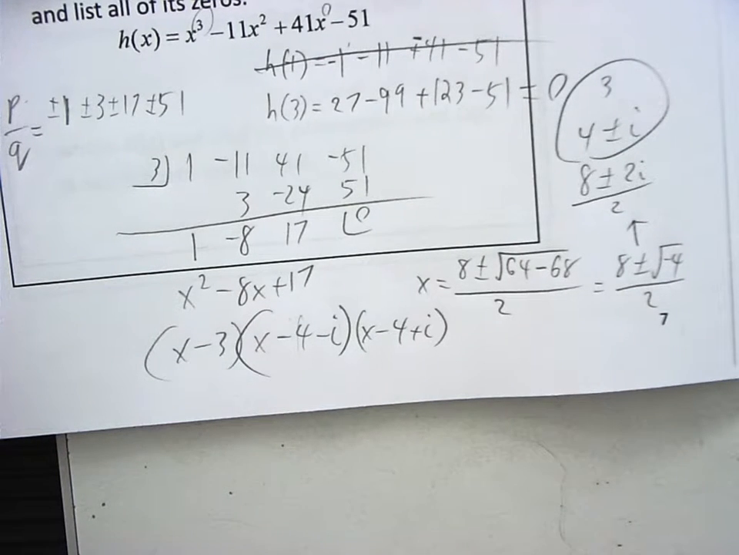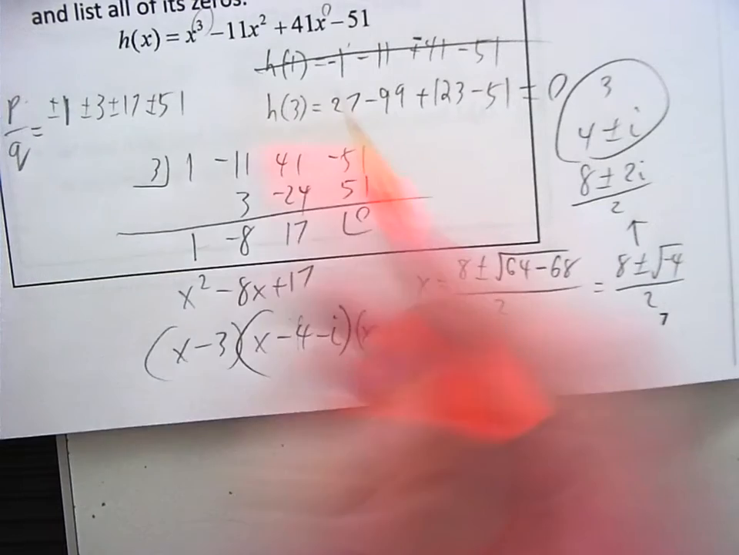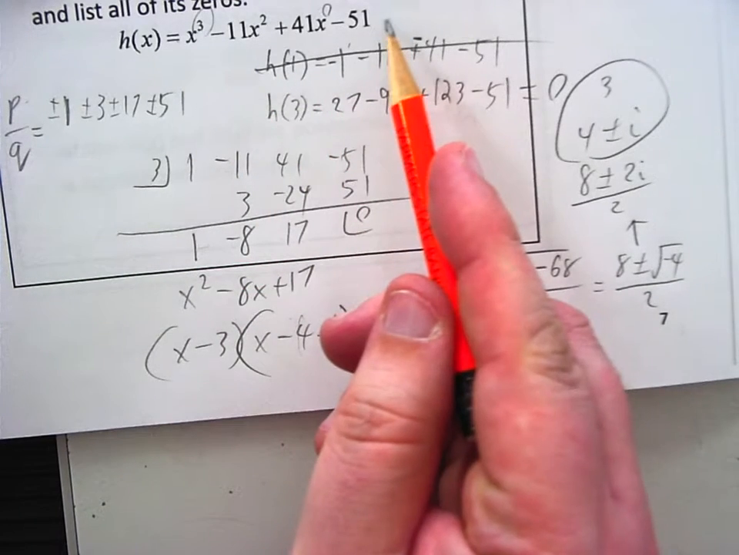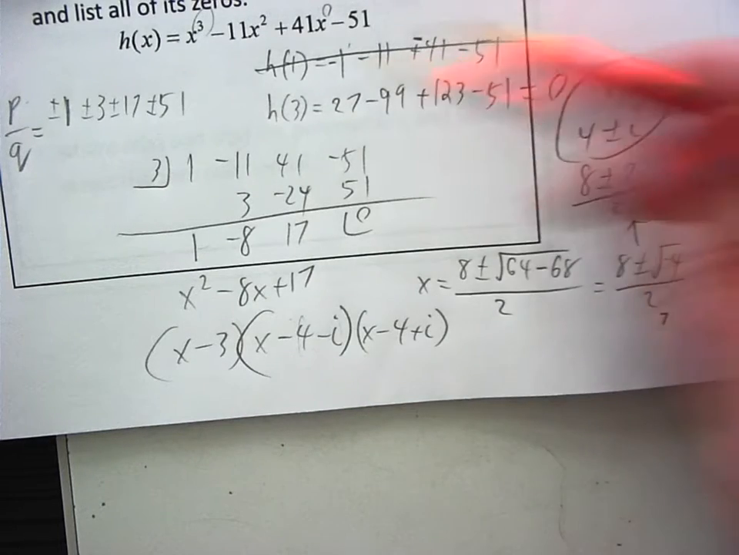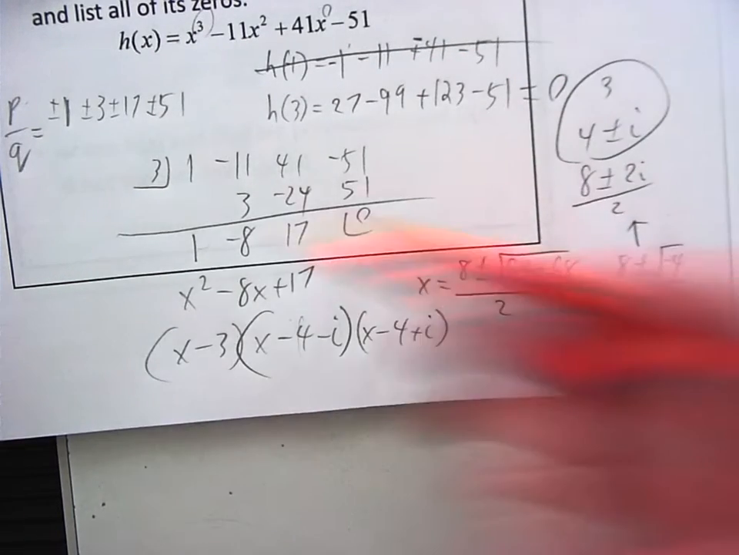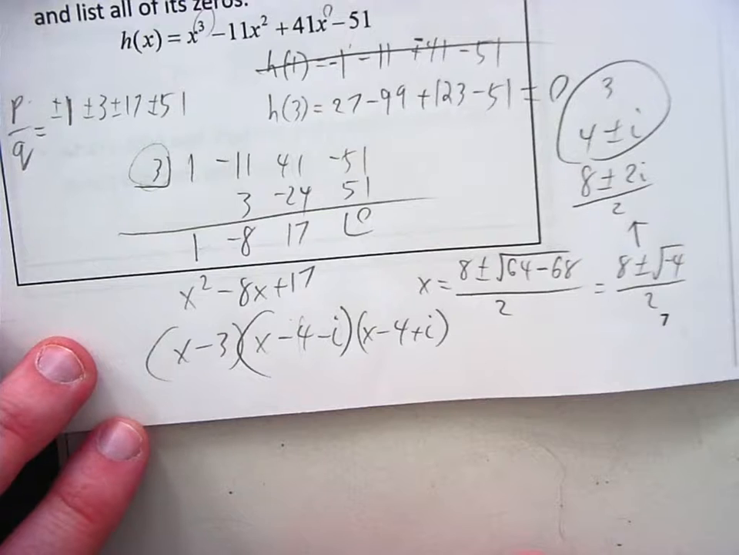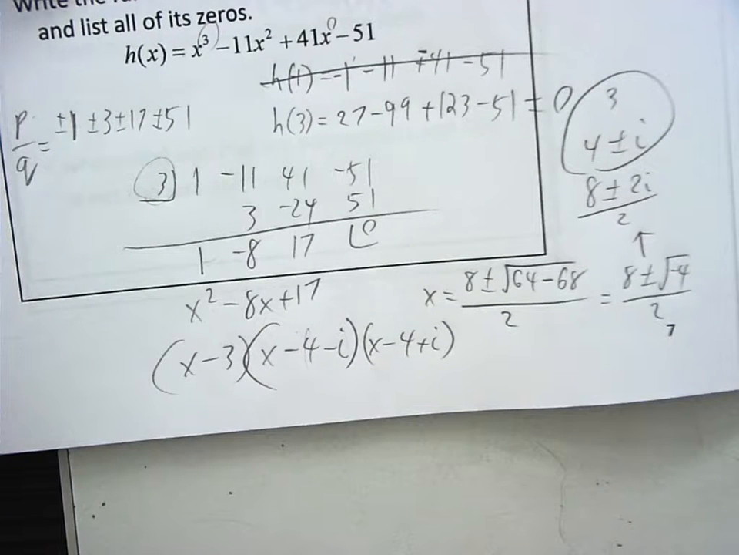Yes? For the synthetic division, do you put in the p-values or do you put in the original equation? Those are the coefficients from the original equation. Yeah, because that's the thing you're dividing. The p-values are just to get something that might work when you plug it in for synthetic division, in the upper left corner.